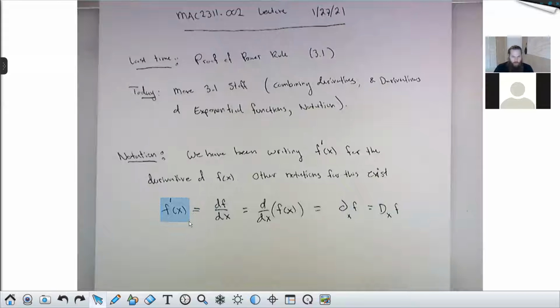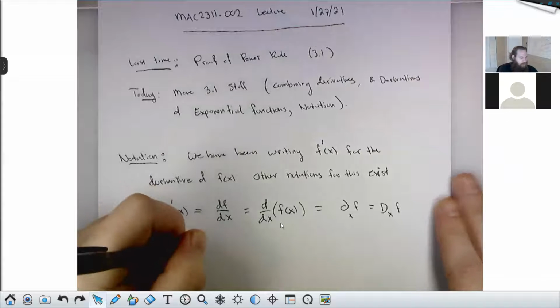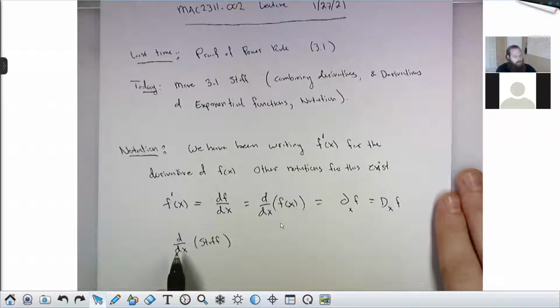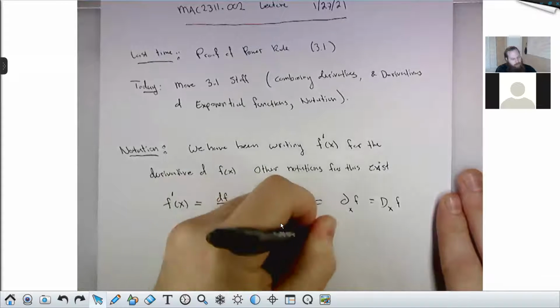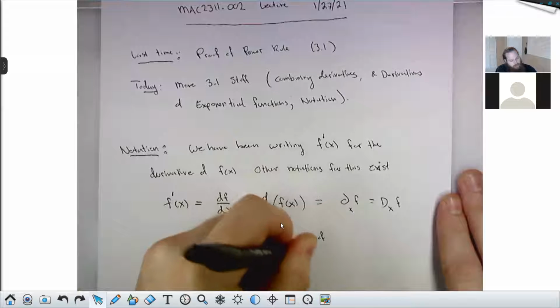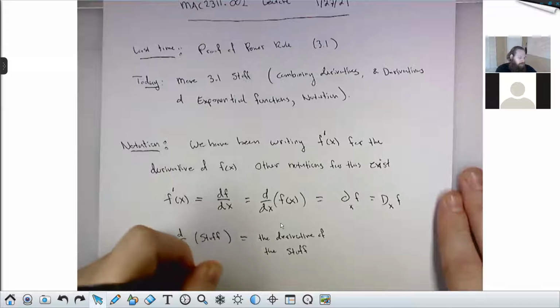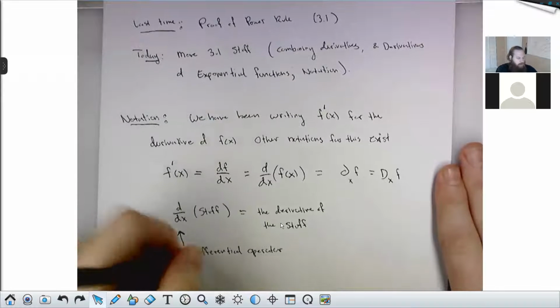So this is my favorite notation, the prime notation. It's concise, simple, gets the point across. But these guys also have their own meaning. Particularly, I want to talk about the difference between df/dx and d/dx of f of x. So we think of d/dx as a differential operator. And when you apply the operator d/dx to some stuff, you get out the derivative of that stuff. So you should think of this as like a command. This is called a differential operator. And it tells you to do something.